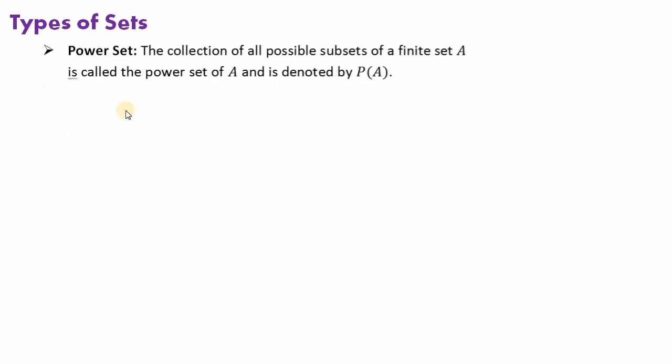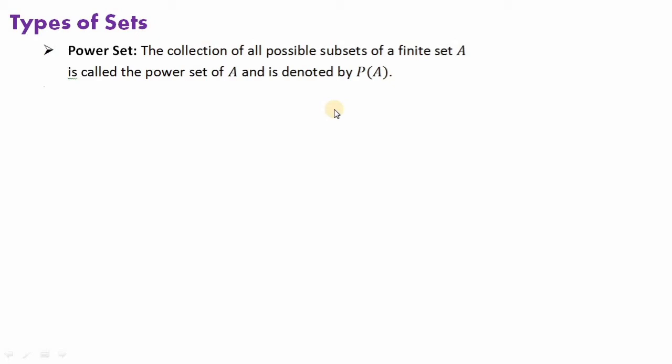So next topic is power set. Now what is the meaning of power set? Let's try to understand. The collection of all possible subsets of a finite set A is called the power set of A and is denoted by P of A.